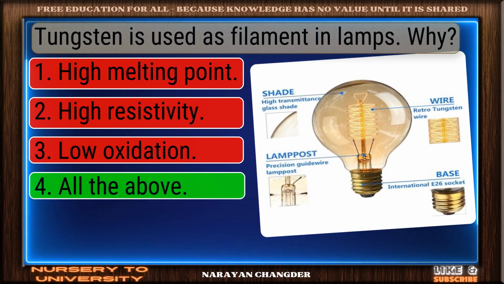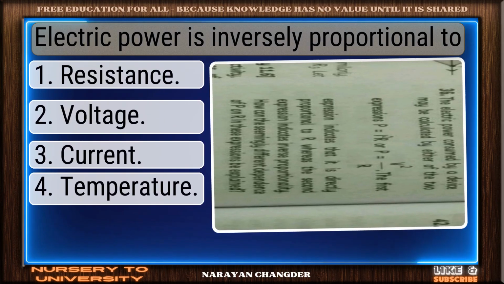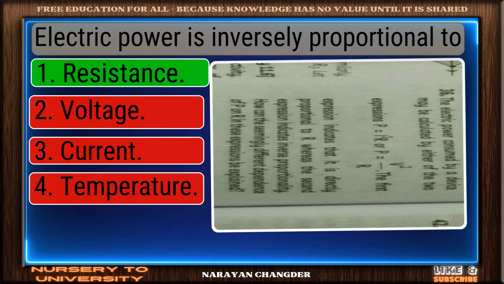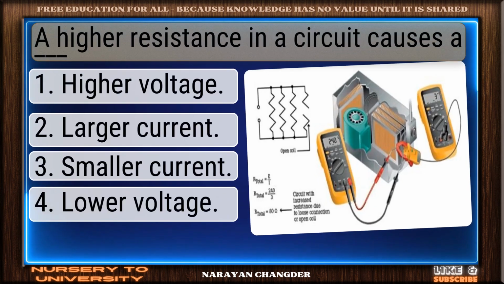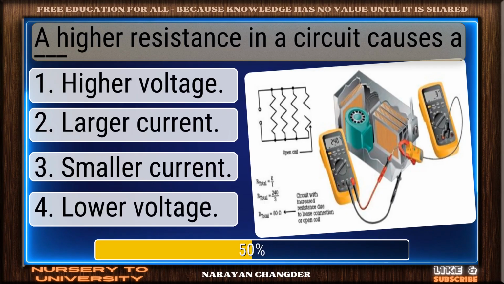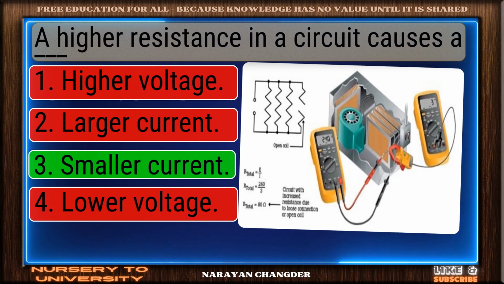Valid point. All the above is true. Electric power is inversely proportional to. Good job. Resistance works well. A higher resistance in a circuit causes a dash. Bravo. Smaller current is the answer.